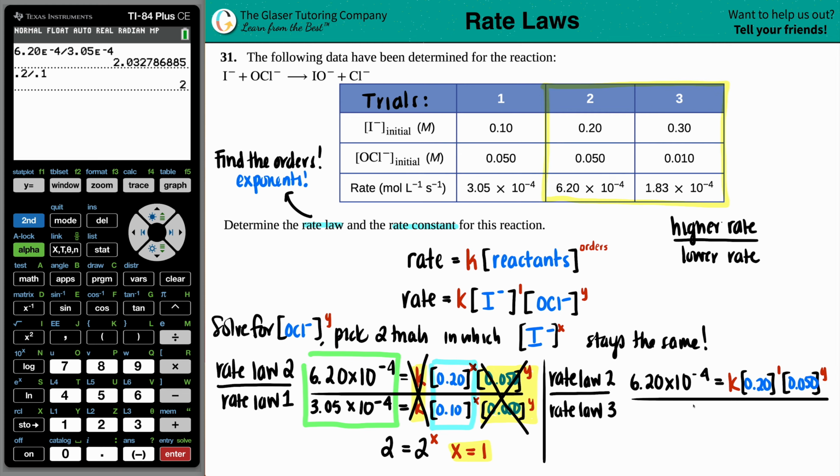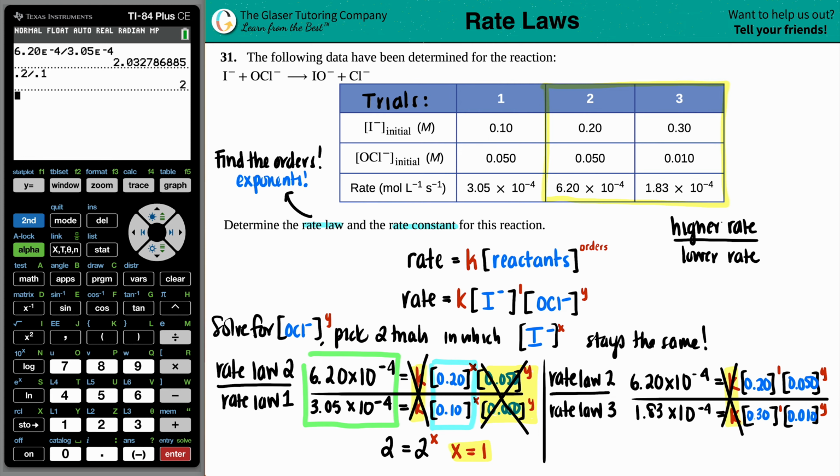Now divide that all by rate law 3. So this piece of information, 1.83 times 10 to the negative 4th equals the K value times the concentration of those 2 reactants. For rate law 3, I minus is 0.30 and the other one is 0.01. This one's raised to the first and this one is raised to the Y. Cancel stuff out that you can. So K's cancel out again, and in this case, that's the only thing that you can cancel.